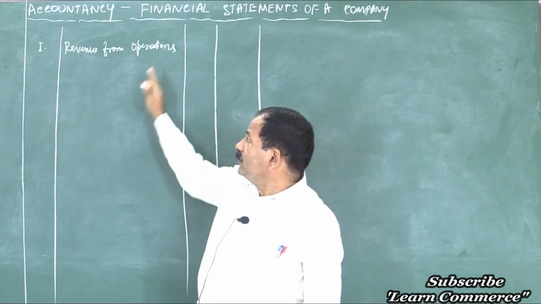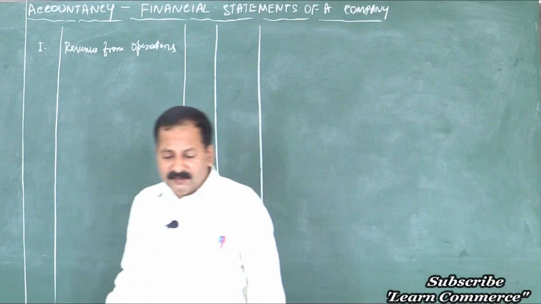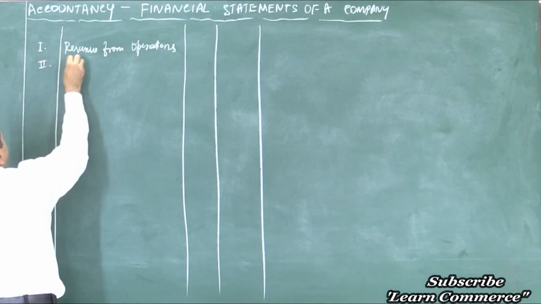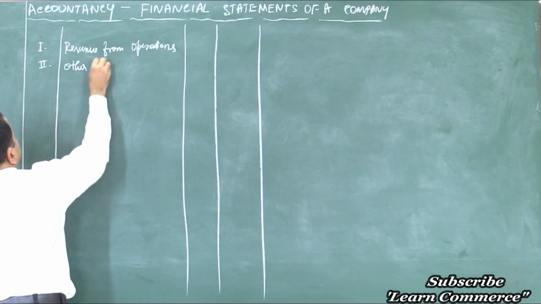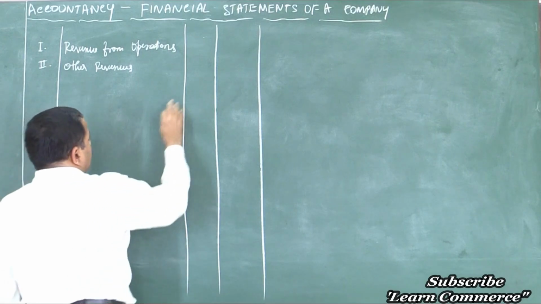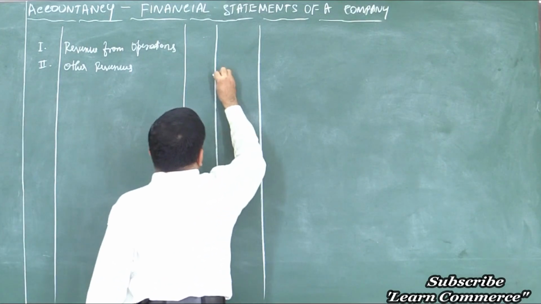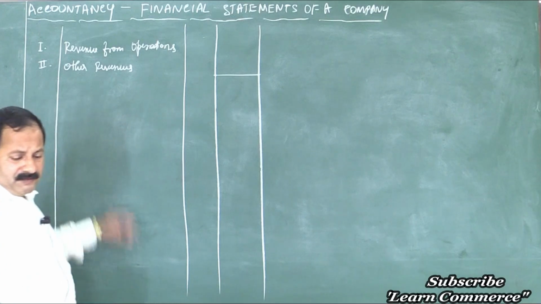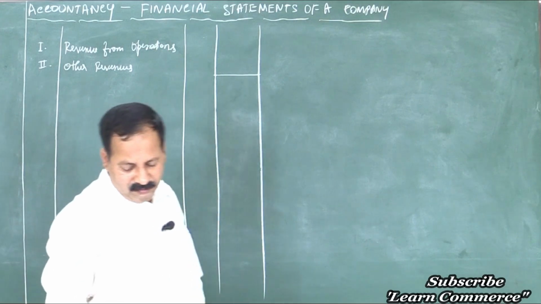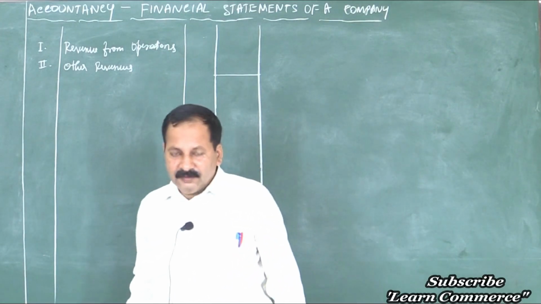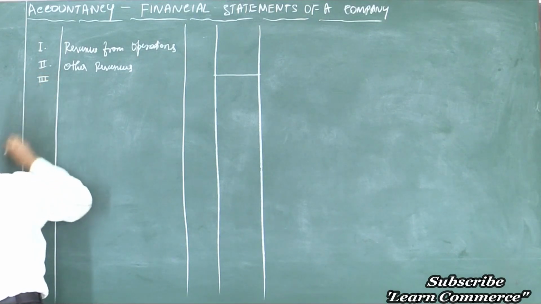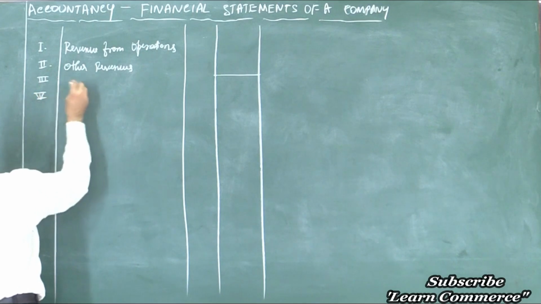So revenue from operations, then we will take up other revenues, add other revenues. Then we will take up the total revenue. This is total revenue, Roman 1 plus 2. That is called total revenue. Then we will deduct expenses. Third one is total revenue. Then the fourth one is other expenses.